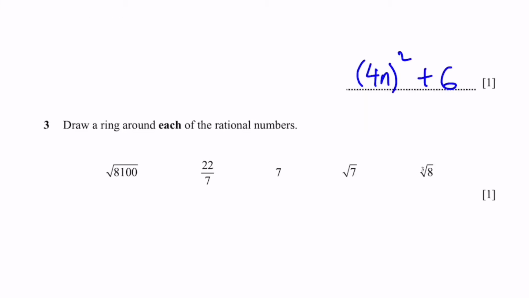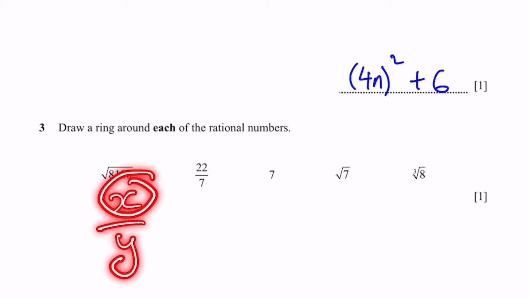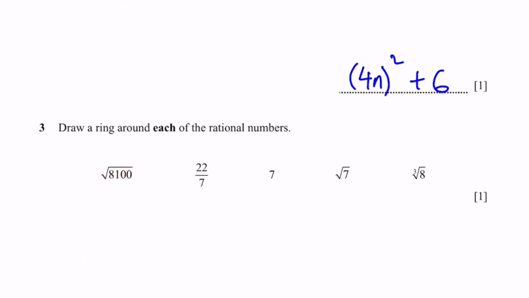Question 3. Draw a ring around each of the rational numbers. So first, what is a rational number? A rational number is any number x by y where x and y are both integers and y is not equal to 0. It can be a fraction or it can be an integer.